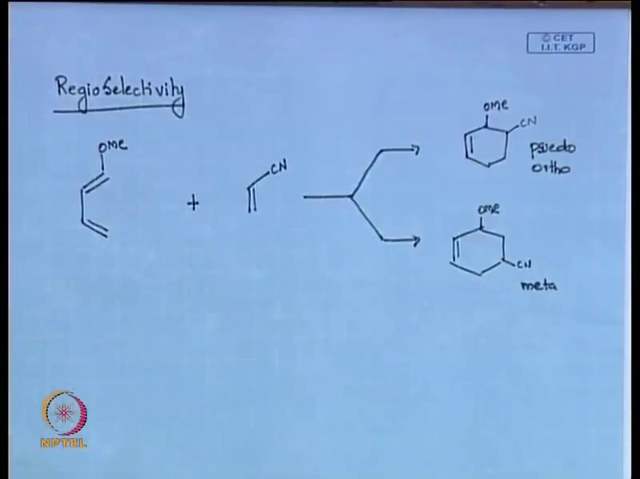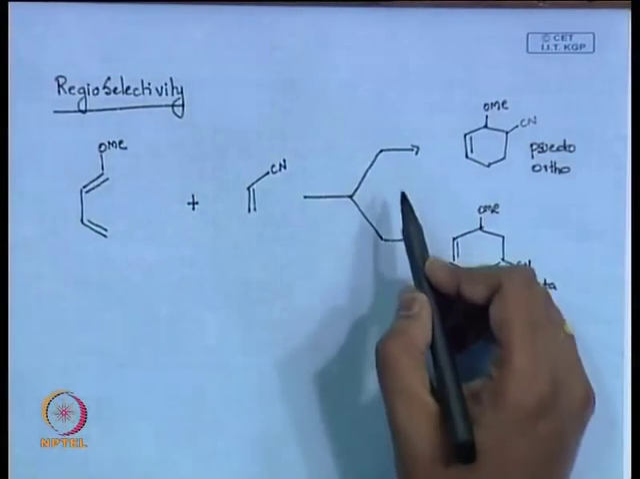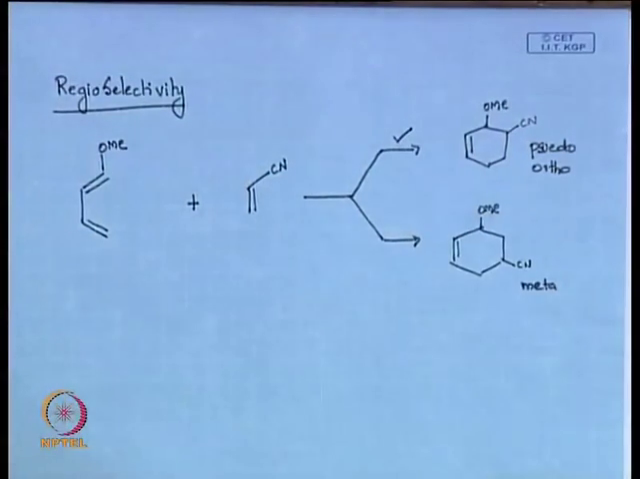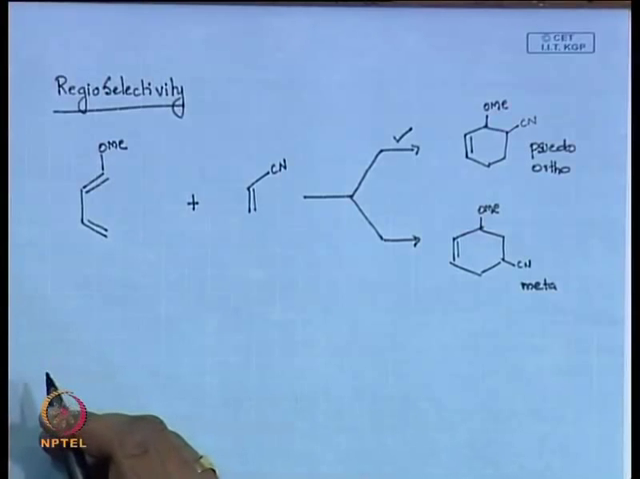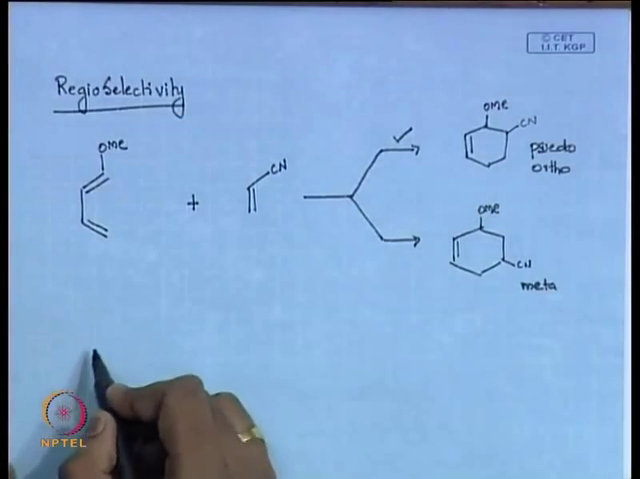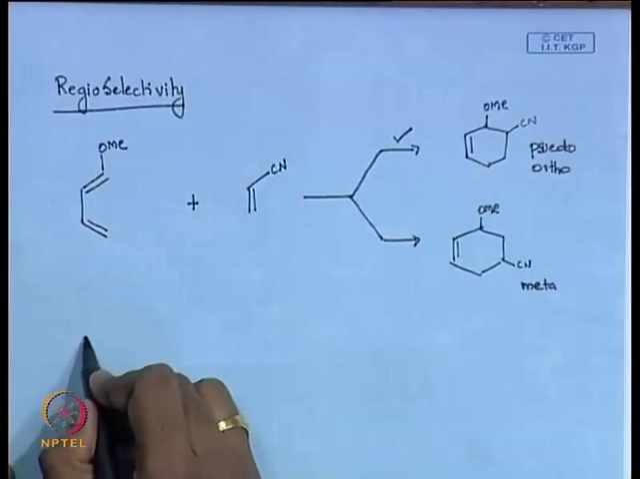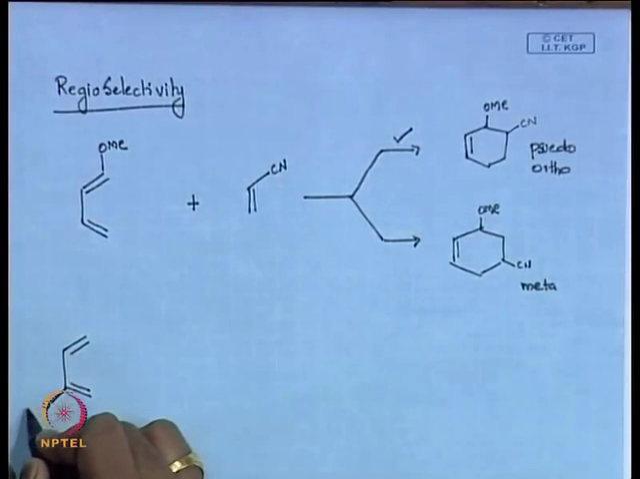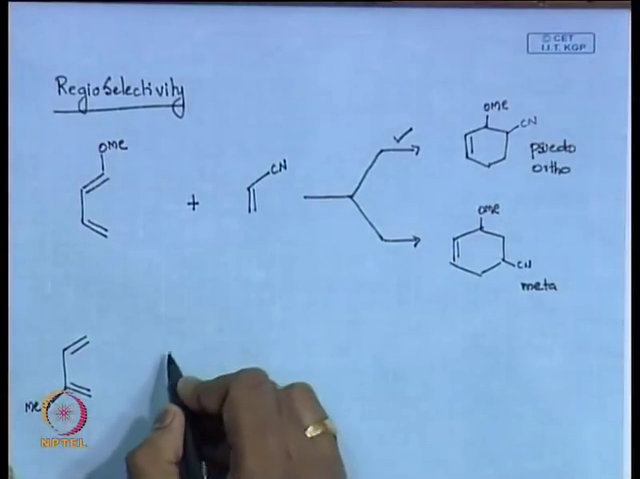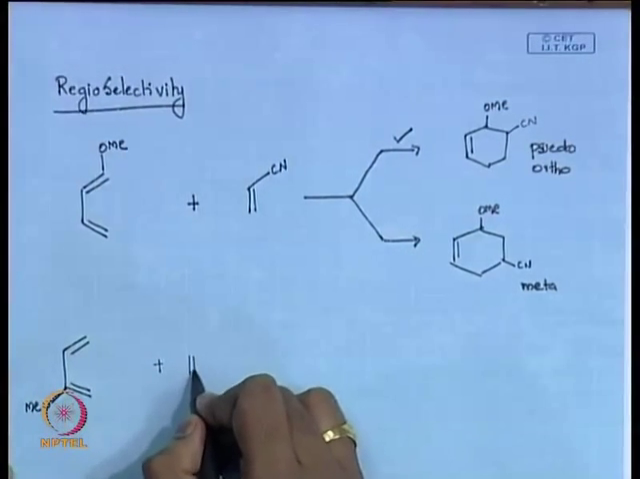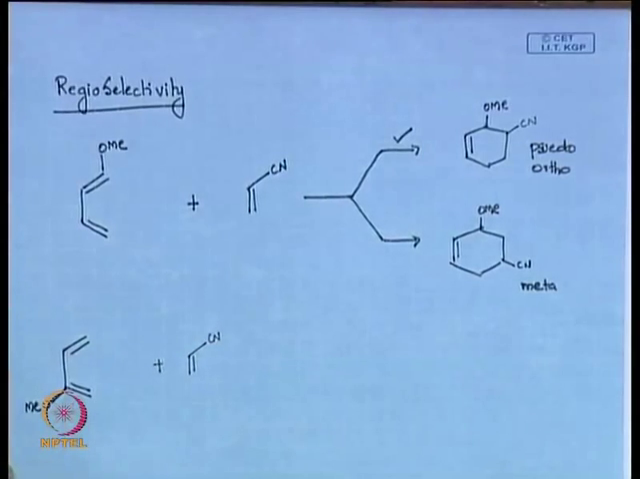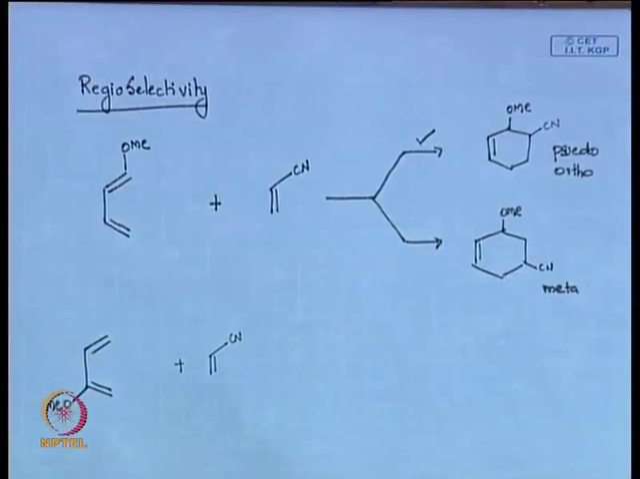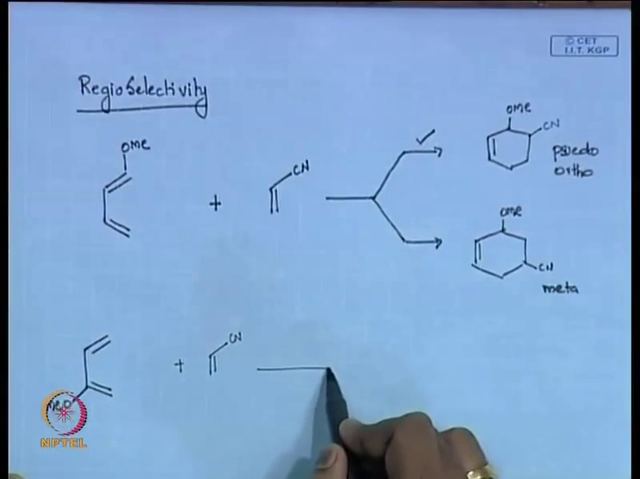But if you do the reaction, you have a selectivity for the ortho product over the other. In the same way, if I take a methoxy with a similar system and cyano, again I can think about writing two products for this.